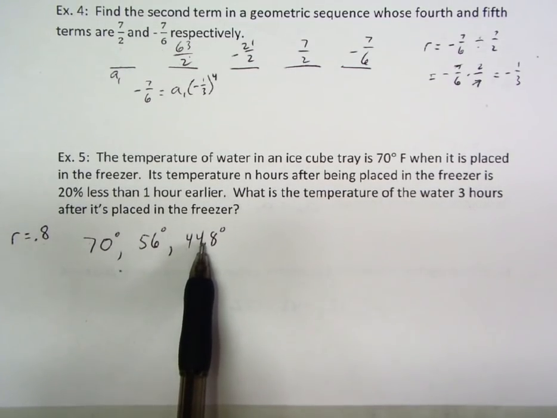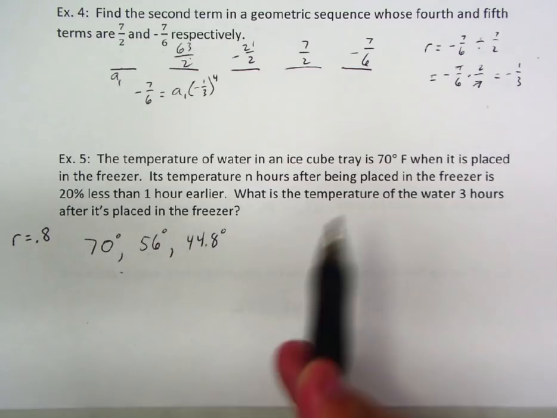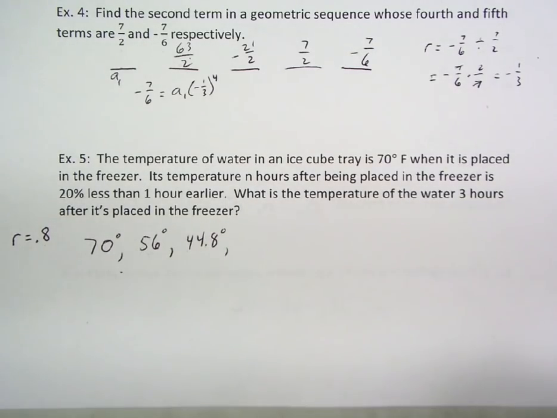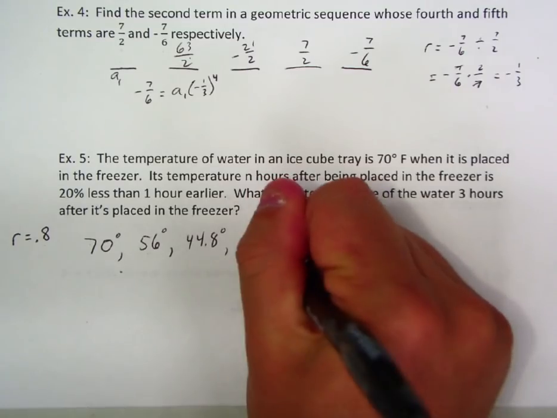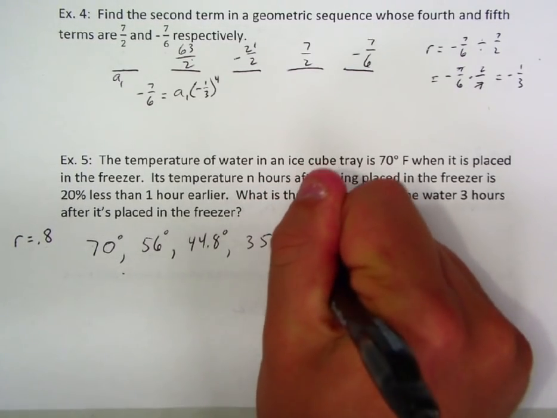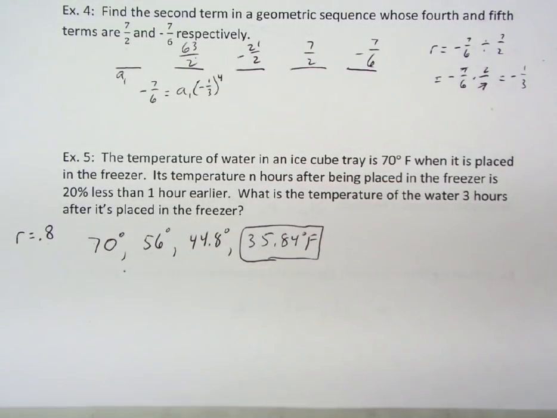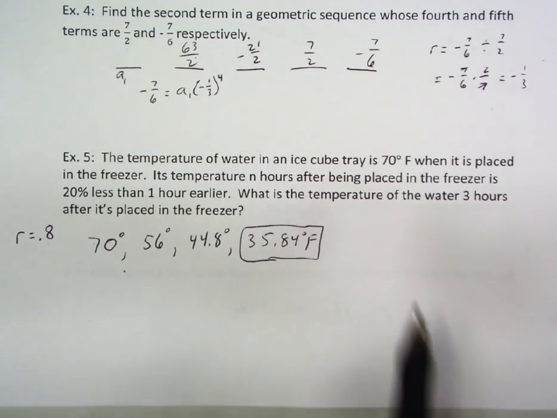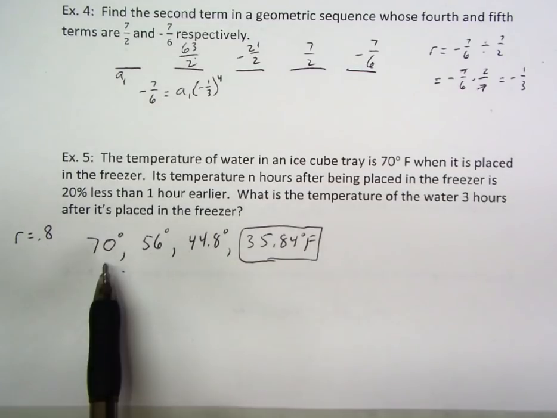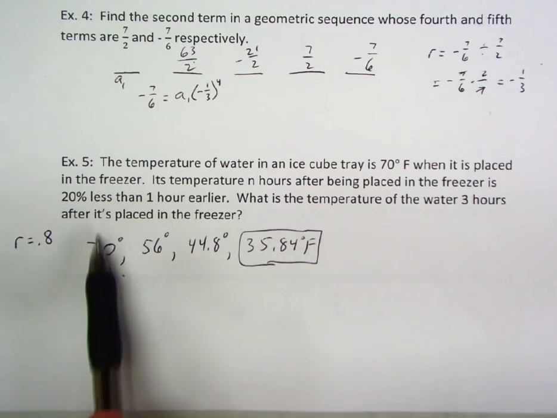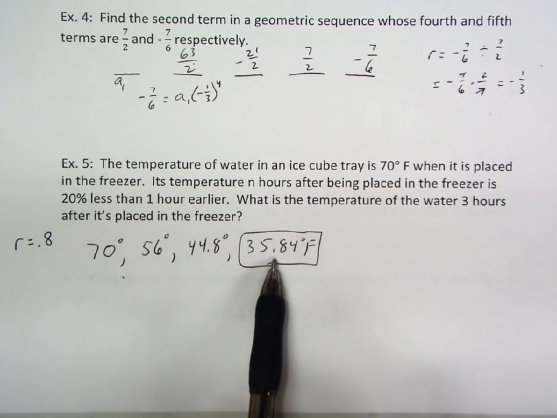We want the temperature after 3 hours. So do it one more time. Multiply that by 0.8, and you get 35.84. Almost freezing. Right there. The other way to do this is notice that if we want after 3 hours, if you treat 70 as the first term, you're looking for the fourth term, not the third term.